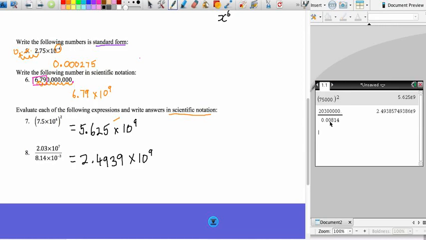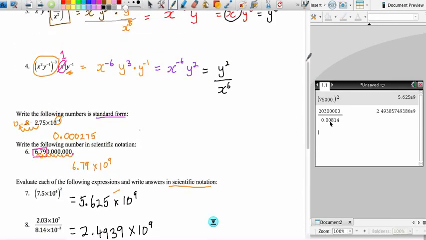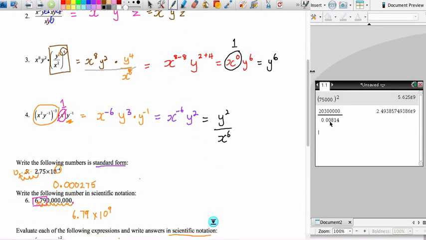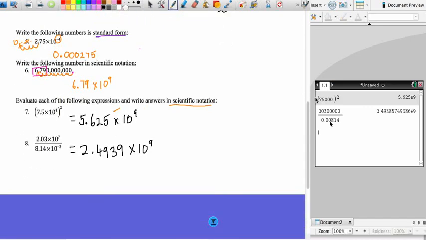Okay, and so that is your review of exponent properties as well as scientific notation, both by hand and on the calculator. And what you need to do now is turn your attention to the practice worksheet.